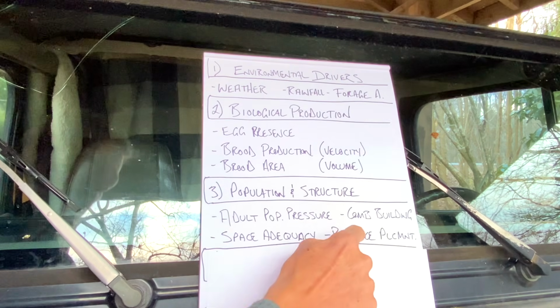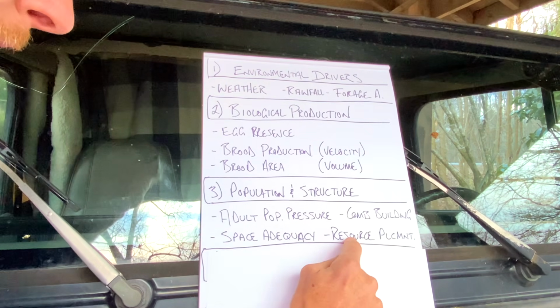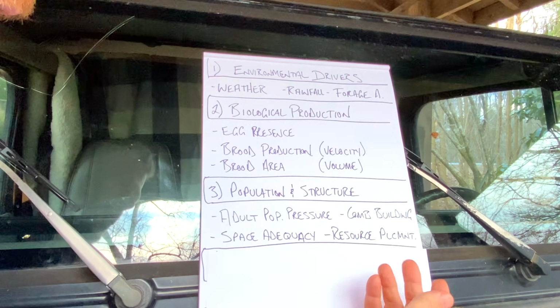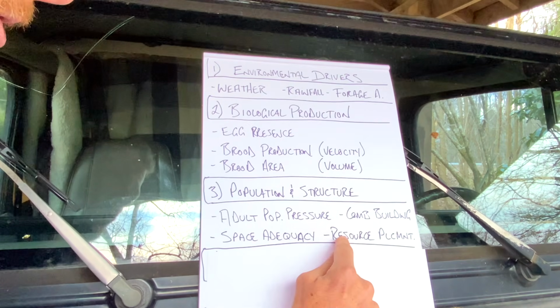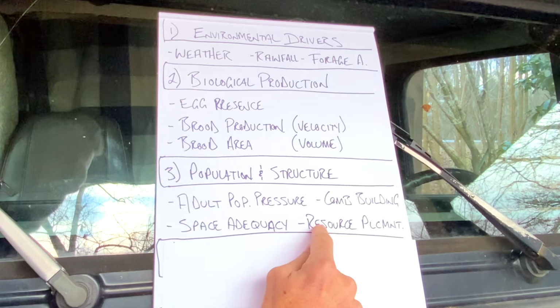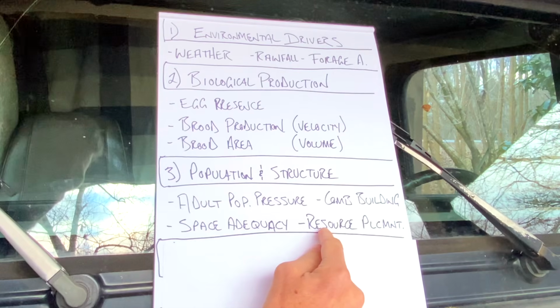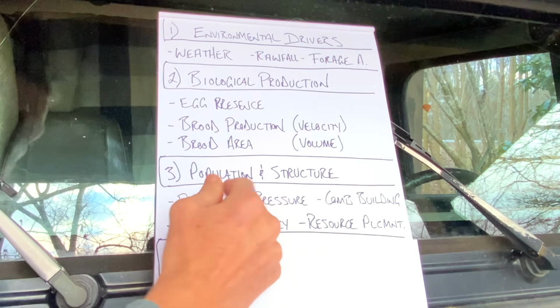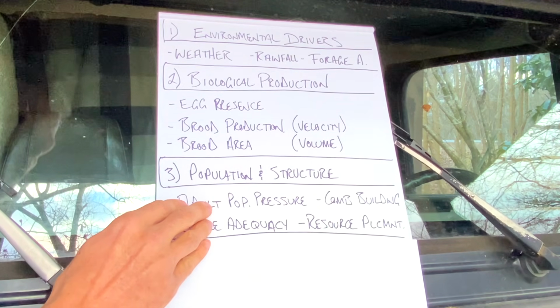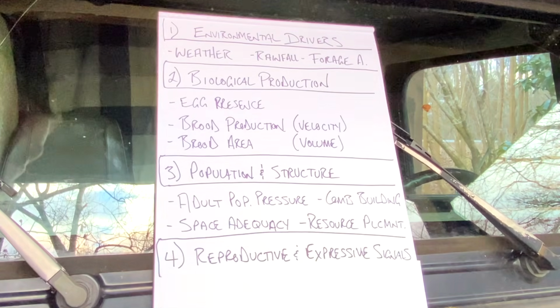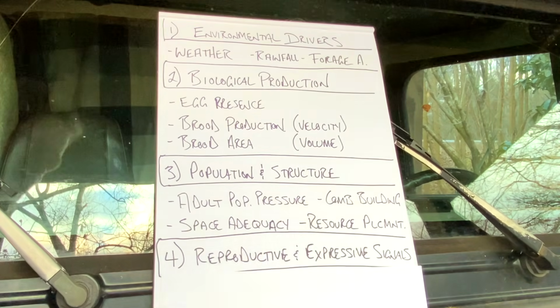And depending on where they're storing their resources is going to dictate and tell you where the colony is and where it's going. Are they storing their resources on the brood frames or on the periphery of the brood nest, or are they storing it above the brood nest? And of course, this is how a colony expresses everything above it. And then it goes down to reproductive and expressive signals.